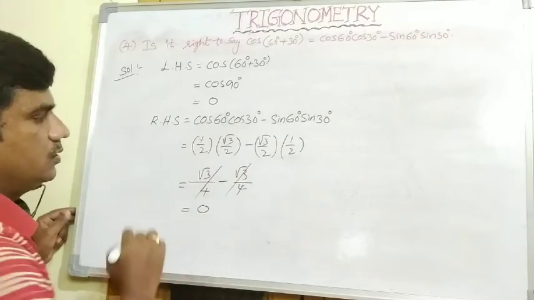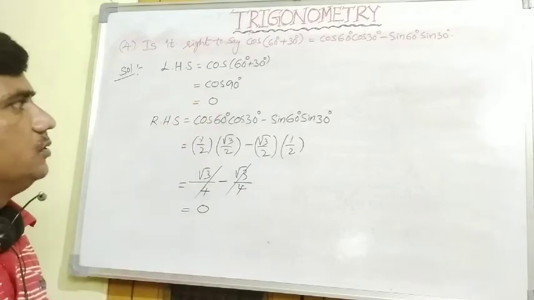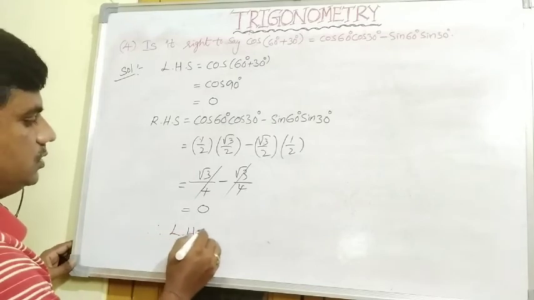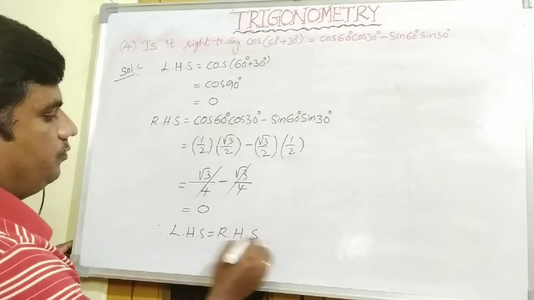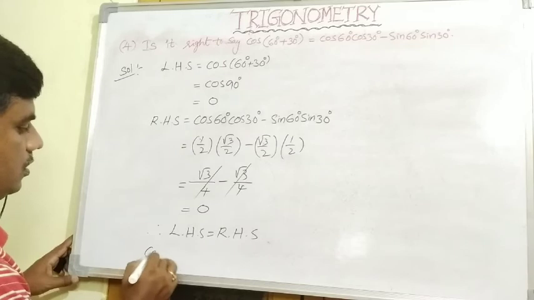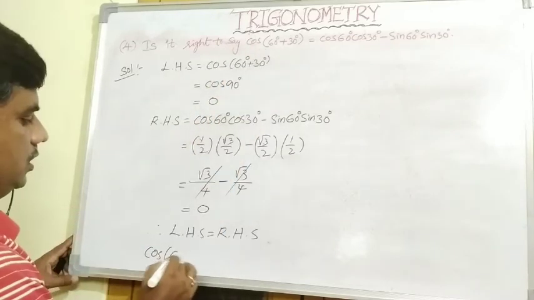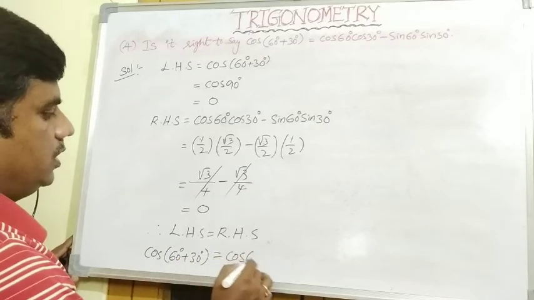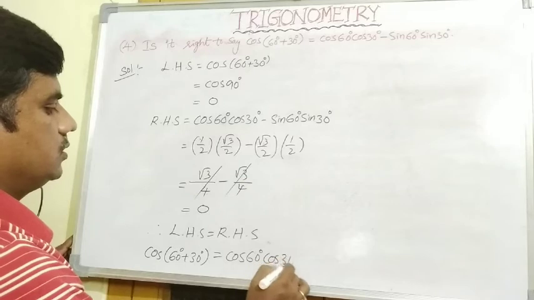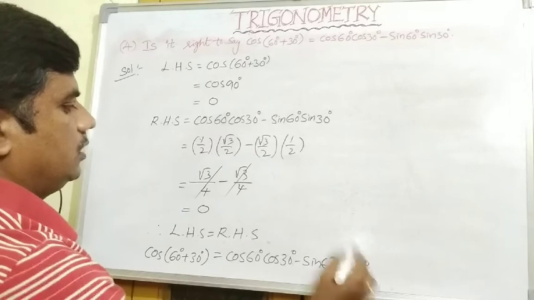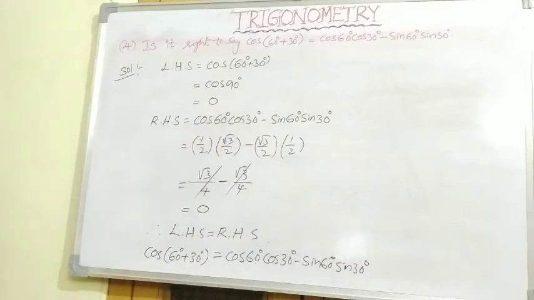So the answer is 0. Here the LHS value is 0, and the RHS value is also 0. Therefore we conclude that LHS equals RHS; the left hand side and right hand side values are equal. So cos of 60 plus 30 degrees is equal to cos 60 degrees cos 30 degrees minus sin 60 degrees sin 30 degrees.